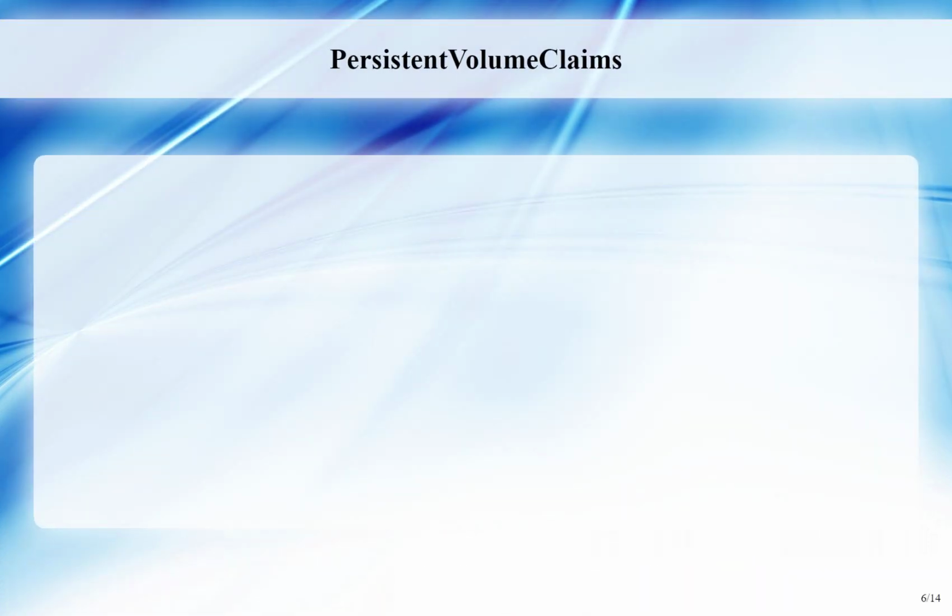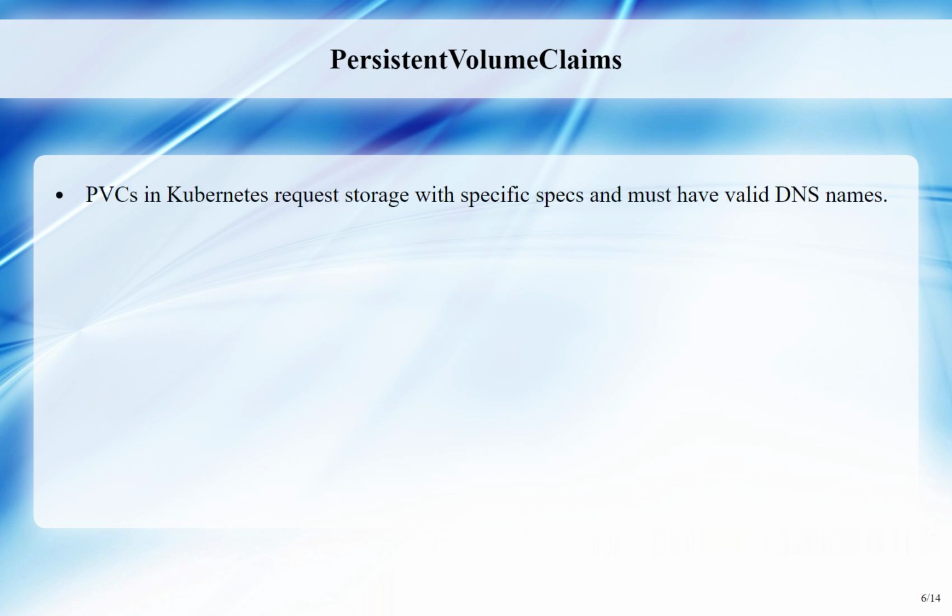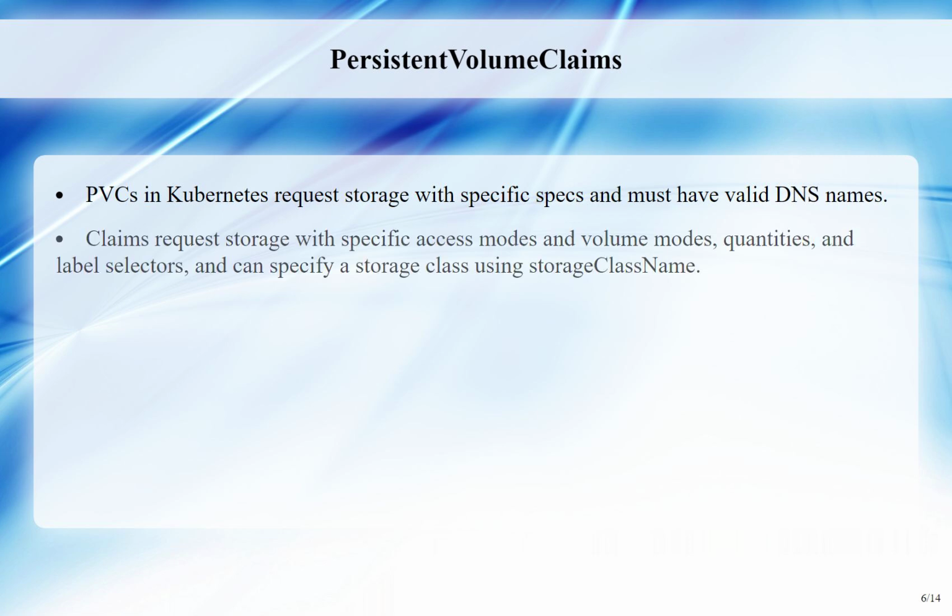Persistent volume claims. Persistent volume claims (PVCs) are used in Kubernetes to request storage resources with specific specifications and status. The name of a PVC must be a valid DNS subdomain name. Claims use the same conventions as volumes for requesting storage with specific access modes and volume modes, either as a file system or block device.